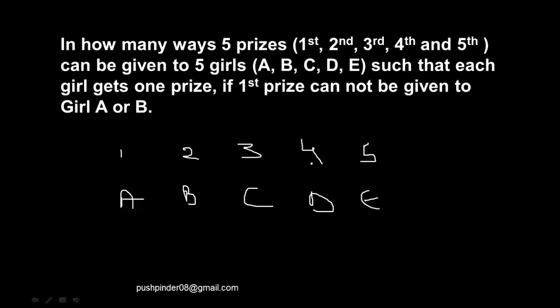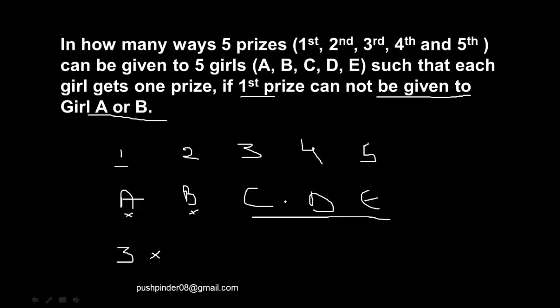Okay, now what is the condition? The first prize cannot be given to girl A or B. Now let's give the first prize. The first prize cannot be given to girl A and it cannot be given to girl B. So how many ways are there to give the first prize? Yes, there are 3 ways in which I can distribute the first prize. It can be given to either C, D or E. Right? Now let's go ahead and solve the next one.